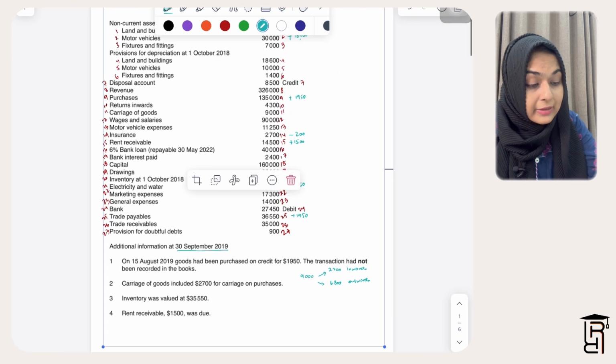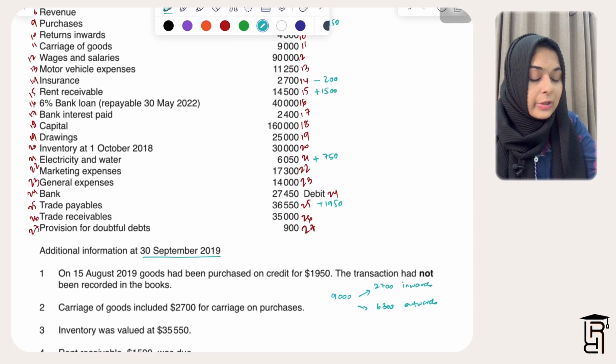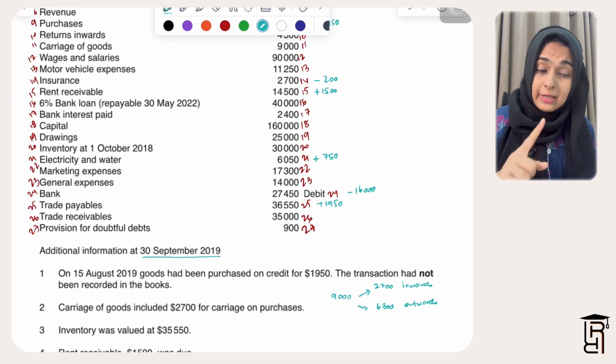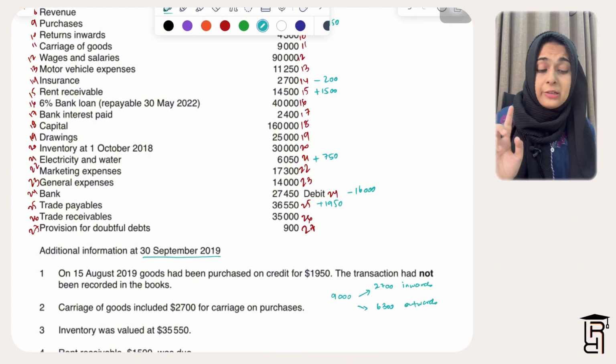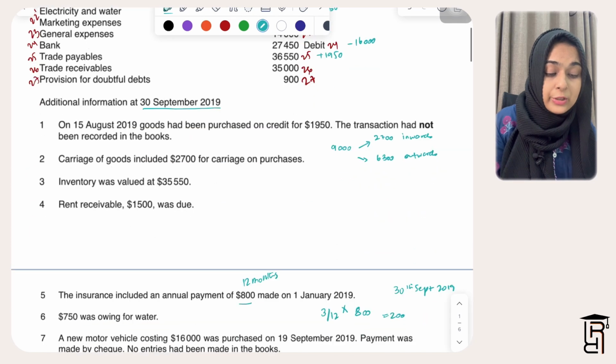We need to subtract this from our bank value. So the bank value here is 24th and this is 27,450. So you need to subtract 16,000 from 27,450 because you have paid by check and you haven't recorded this anywhere. So that means you need to record two entries. One is motor vehicle debit, bank credit. Bank will be reduced, motor vehicle will increase.